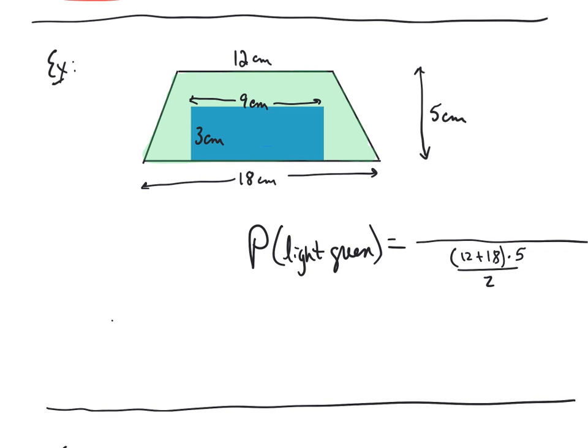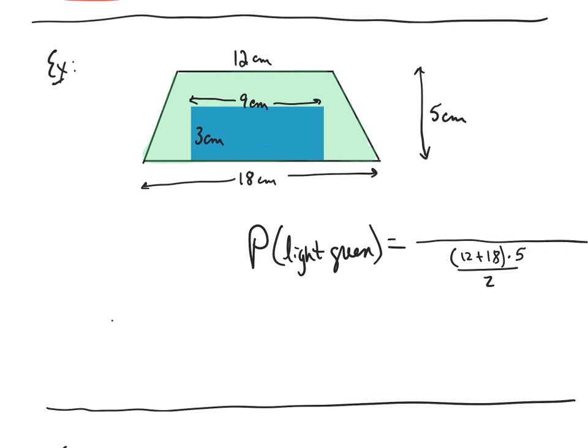So let me choose my laser pointer. So one base is 12. The other base is 18. So we add the two bases together. And then we multiply by the height in between the two bases, 5, and then divide by 2. And I'll get my calculator out and do that computation in just a minute. But then the other one we need is the numerator, which is the area of the shaded region.